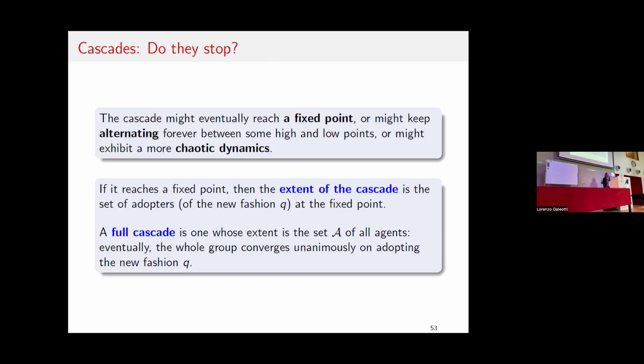Of course, these cascades may eventually reach a fixed point. It could be that the whole group of all the agents eventually adopts the new property Q. It can also be that at some point you enter a network where things keep changing. Now everybody adopts Q and then they adopt not Q, Q, not Q. So it can be a more chaotic dynamics as well. If it reaches a fixed point, then that's what we call the extent of the cascade: the set of adopters, everybody who adopts Q at the fixed point. Any new dynamic update of the model is then not going to make new people adopt Q. A full cascade is when the whole set of agents, everybody, has adopted the new fashion Q.